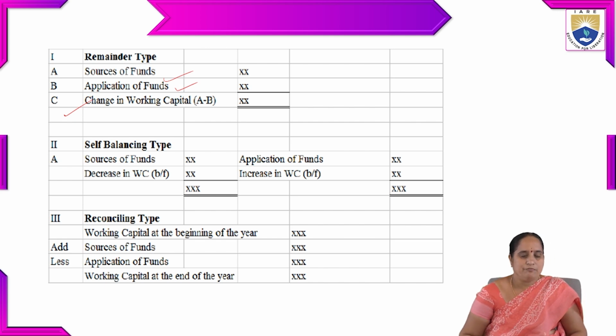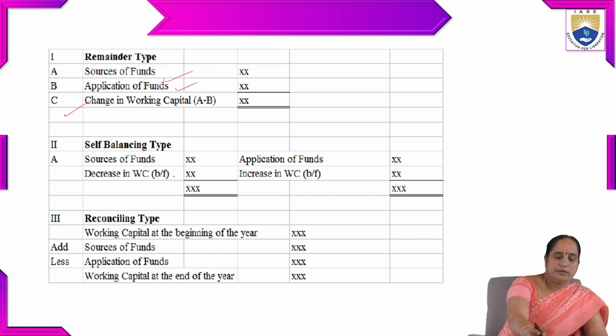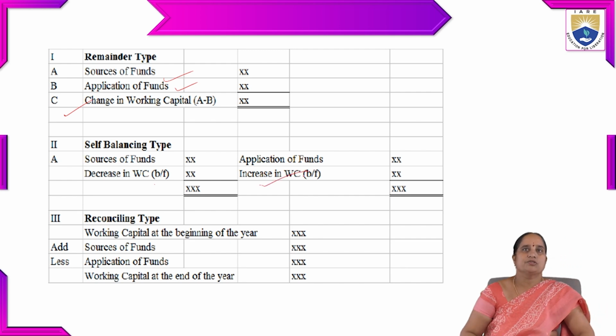And the second type is self-balancing type. Here we make two separate columns, where on one side we mention sources of funds and the decrease in working capital, which is brought down from the other side. Whereas the right hand side will specify the application of funds. Based on statement 1, whether there is an increase or decrease in working capital should be mentioned on either side of the funds flow statement. But based on the statement of changes in working capital, if you find there is an increase, that should be added to application of funds.